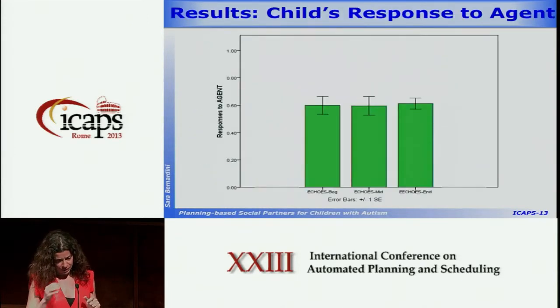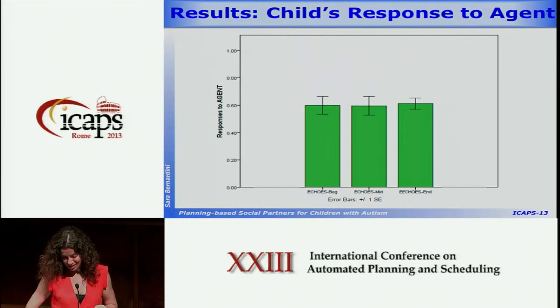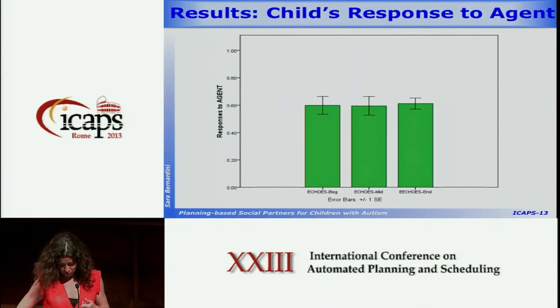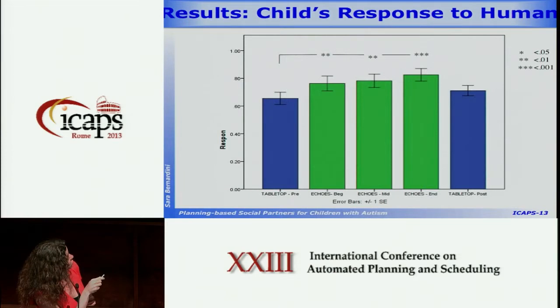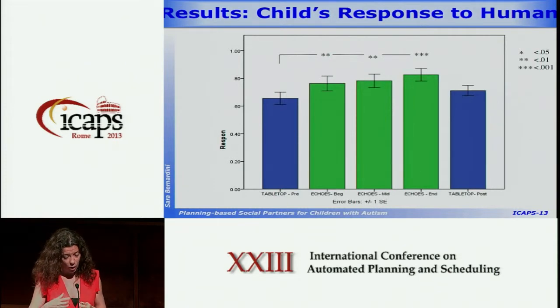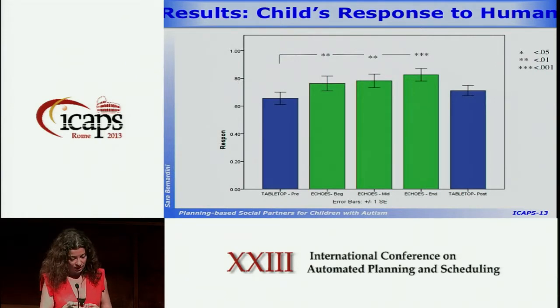So here you see results for the child's response to the agent. This is the first session with the system, an intermediate session, and the last session. So this is not very impressive. This is the percentage of response to the agent. But what is more interesting is the percentage of response to the human practitioner. So you can see that across the use of the system, this actually increased. So this suggests that through the interaction with the agent, the child became more confident and was able also to interact with a human being, who was also in the room with the children all the time.